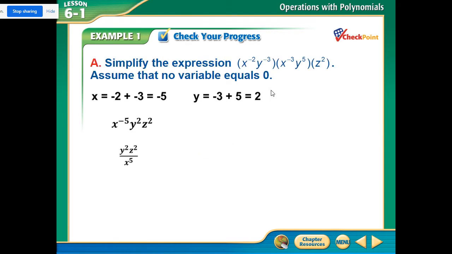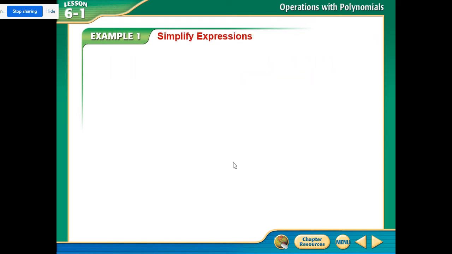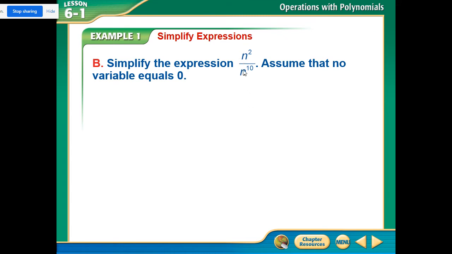Let's try another one. Now here we have a couple that we can put together. We have x to the negative 2 and x to the negative 3. So I put those together and I get negative 5. Y to the negative third and y to the 5th, that's 2. And z squared doesn't have any others, so we're not even doing that part. So now I'm going to rewrite it. X to the negative 5th, y to the 2nd, z to the 2nd. Again, last step is making sure that negative exponent goes down to the denominator. And that's simplified.